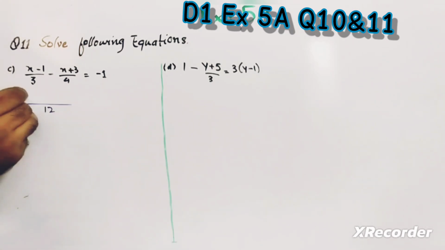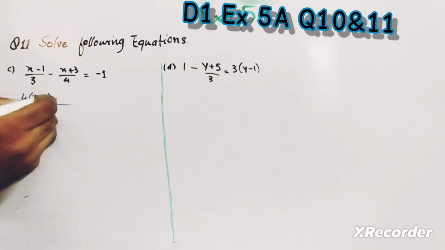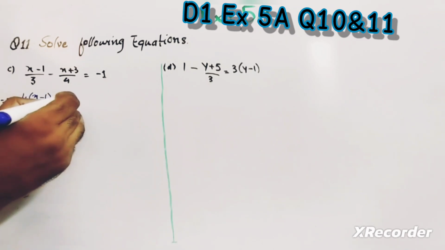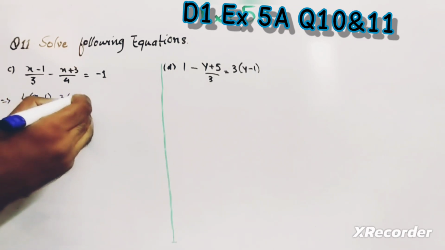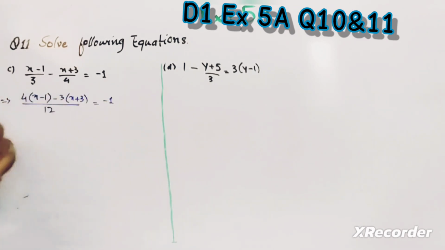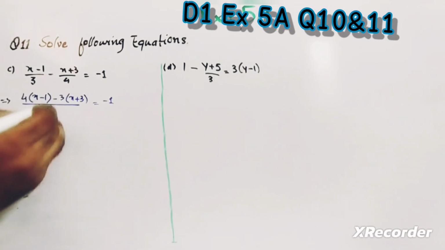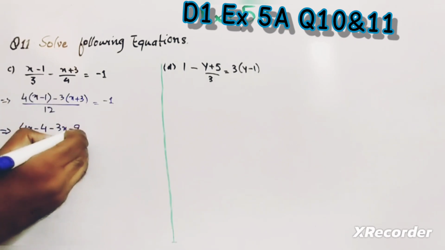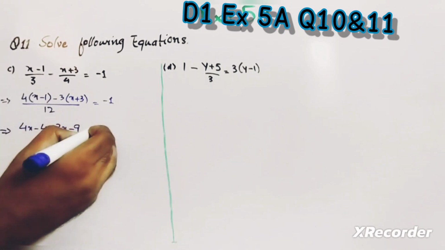Now 4 times x minus 1 minus 3 times x plus 3 is equal to minus 1. By solving we get 4x less 4 minus 3x minus 9 is equal to minus 12.